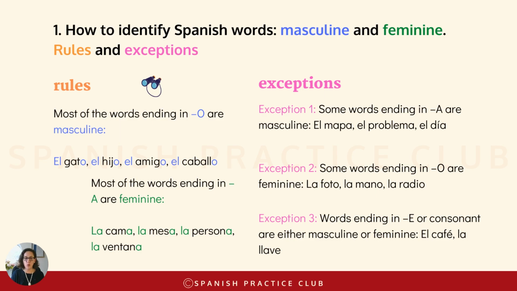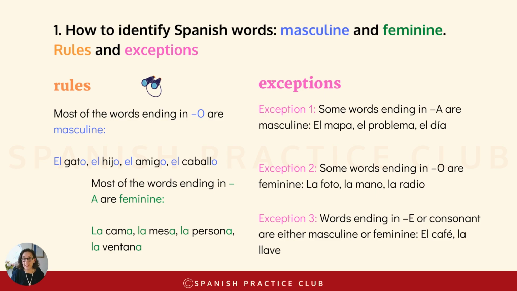The number one rule in Spanish is that if nouns or adjectives end in O, the word is likely to be masculine. And if a noun or adjective ends in A, the words are likely to be feminine. So let's have a look at some examples. On the left-hand side of the slide, we have gato, hijo, amigo, caballo. All these words end in O, and that is the reason they are masculine. So we have the cat, the son, the friend, and the horse.